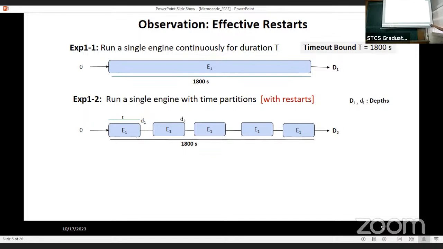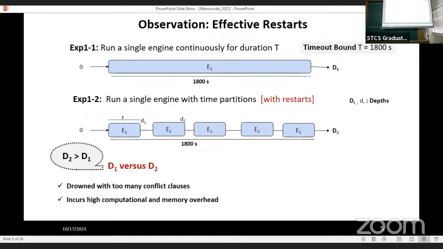Then I close everything off. I shut down my computer, restart my computer, and then I again run BMC engine E1 from D1 plus 1. Remember, BMC is sound, which means up to depth D1, it has said that there is no counterexample. So if you restart from D1 plus 1, you can be sure that D1 plus 1 is a fresh start. You have not remembered anything, that's fine. But at least you know that till D1, there is no counterexample at all. So this is the experiment that we did. A very simple, naive experiment.